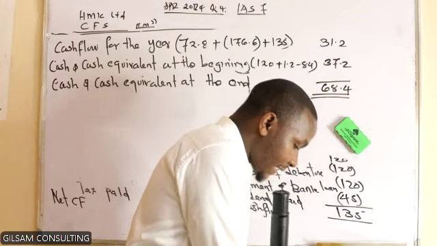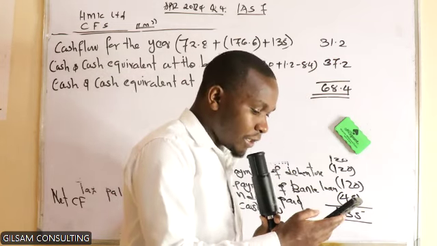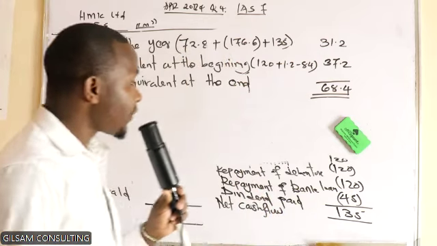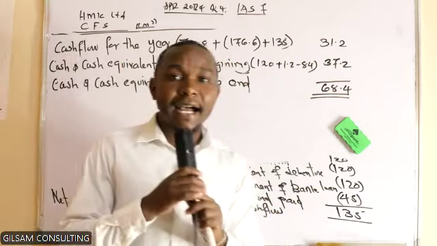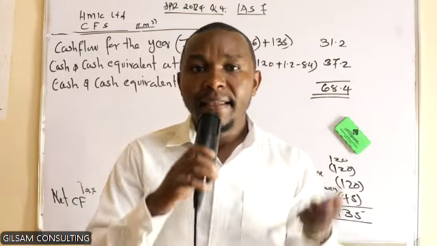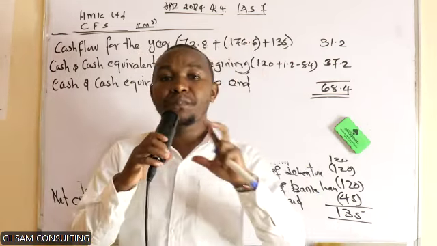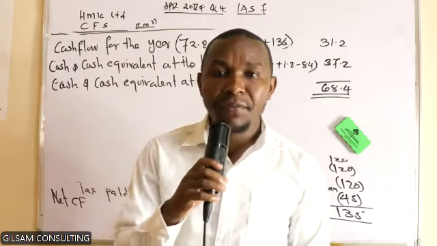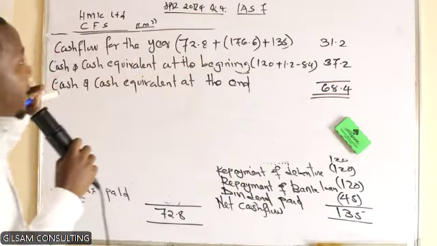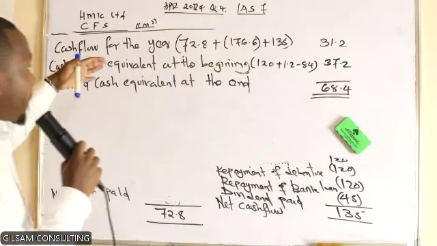That question alone is giving you 20 marks for free. I know most of you might ask why we have not captured the profit before tax. The examiner has not given the profit before tax. Maybe they added zero. That's why we didn't capture it under the first operating activities.